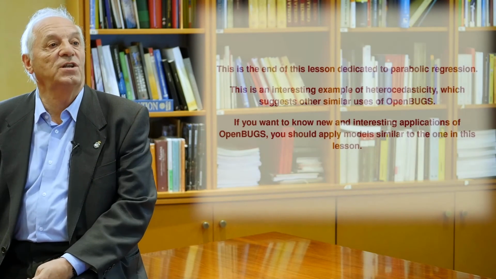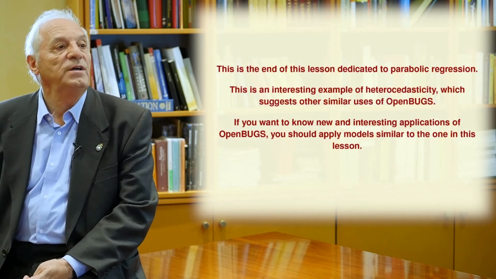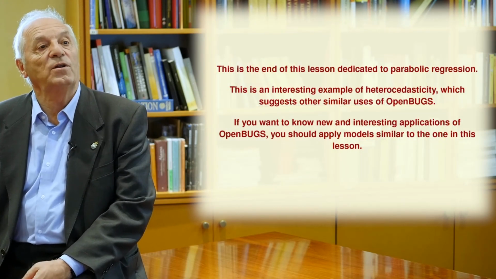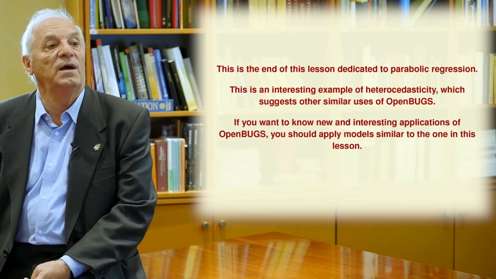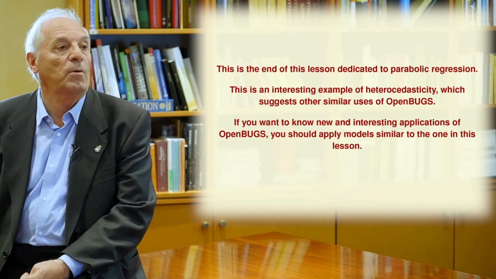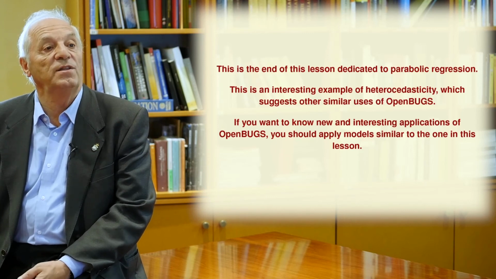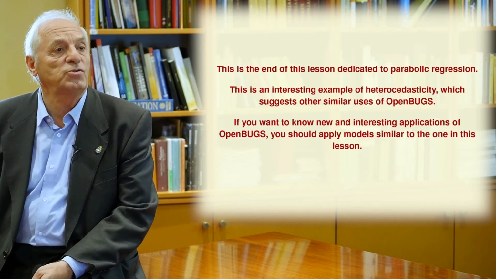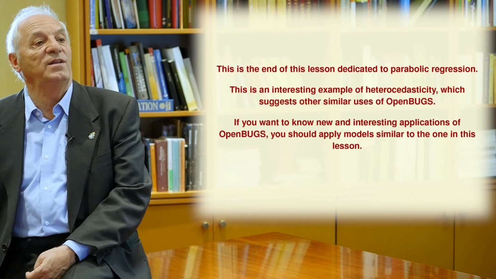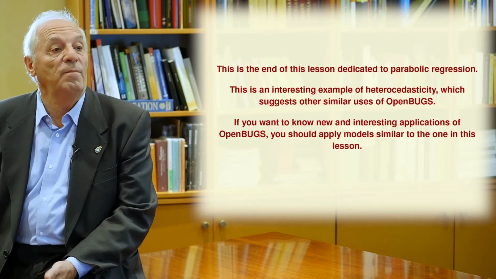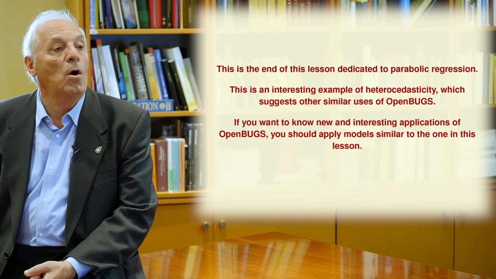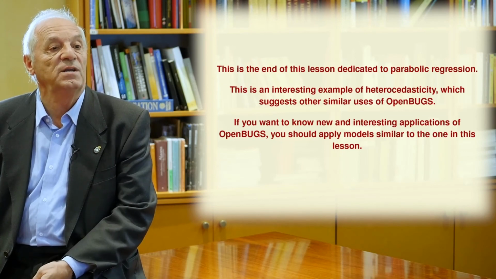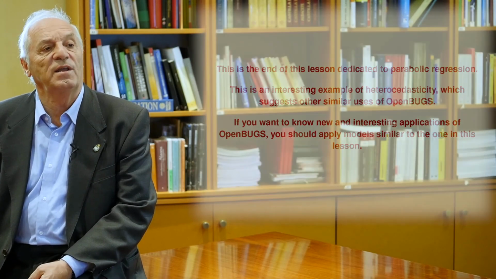And this is the end of this lesson dedicated to parabolic regression. This is an interesting example of heteroscedasticity, which suggests other similar uses of OpenBugs for other problems. If you want to know new and interesting applications of OpenBugs, you should apply models similar to the one in this lesson. We strongly recommend the reader to see the MATLAB codes to call OpenBugs from these and other examples, which are included as complementary course materials.